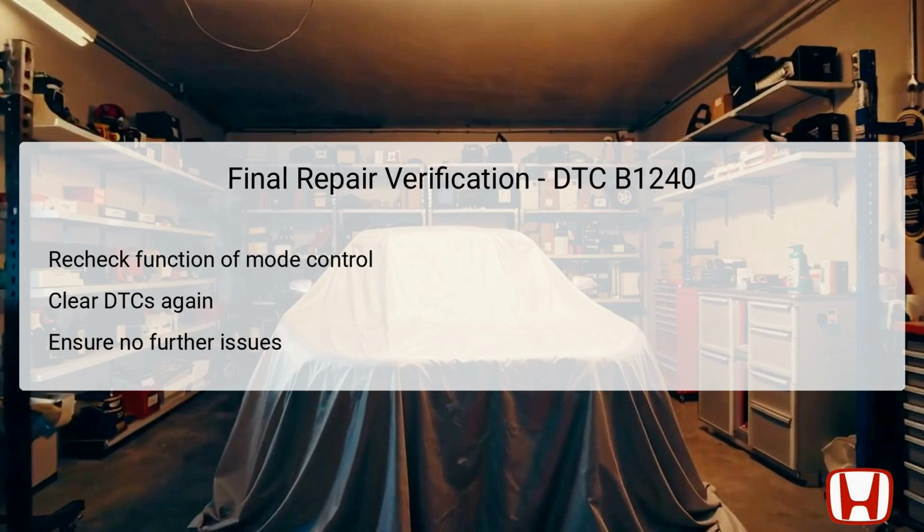After completing the troubleshooting and any necessary repairs, it is essential to conduct a final verification of the mode control system's functionality. Begin by rechecking the operation of the mode control motor and overall climate control performance. This confirms that airflow accurately directs through the intended vents and that the system responds appropriately to driver inputs. Following this evaluation, clear any remaining DTCs using the Honda Diagnostics System, HDS, once again to ensure that no problematic codes remain in the vehicle's system.